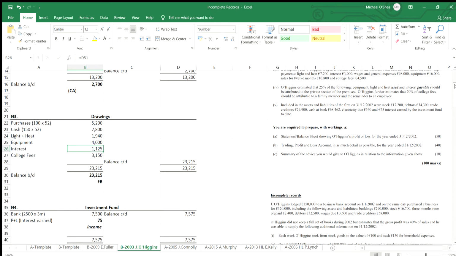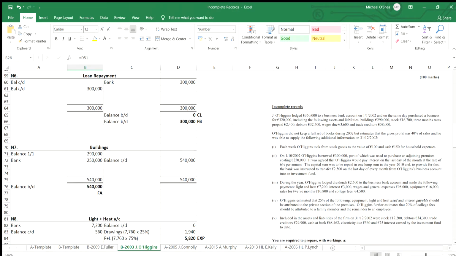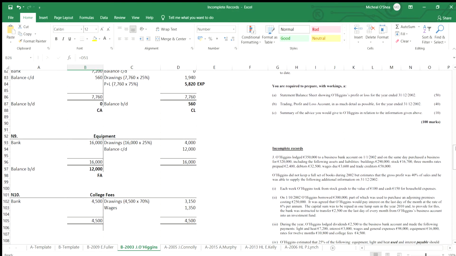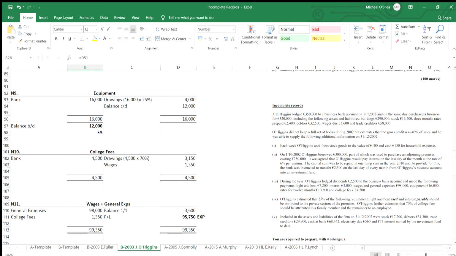The last, I believe, last two notes that we have here in the question, first one here is on equipment. So let's look at the question. There was nothing to do with equipment at the beginning of the year. During the year, we purchased equipment for 16,000 euro. So I bought equipment for 16,000 euro during the year.